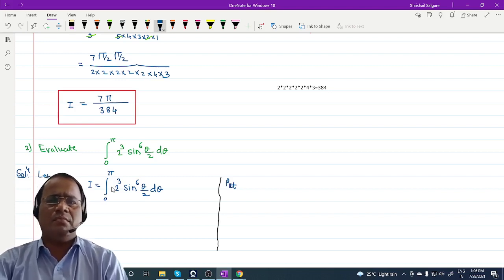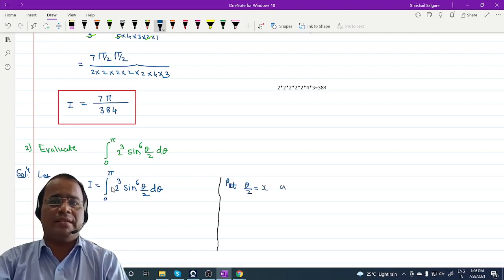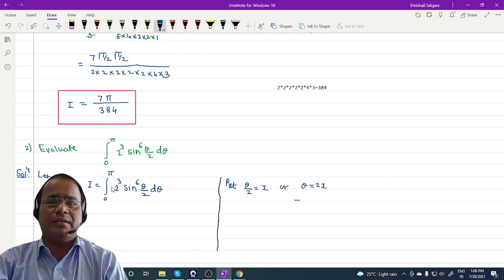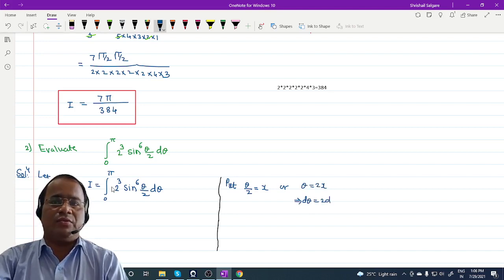Theta by 2 is equal to x, very well. So put theta by 2 equal to x, or theta equal to 2x. Then d theta is given by 2 times dx. Now the limits: the given variable is theta and the limits are from 0 to pi. What are the new limits for x?